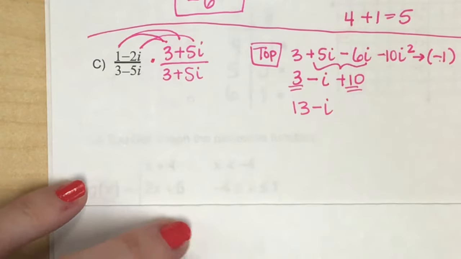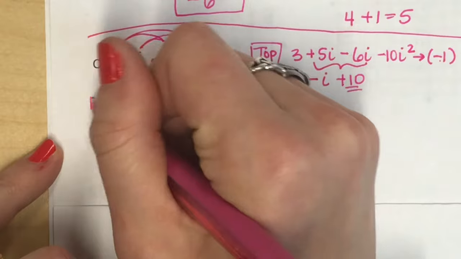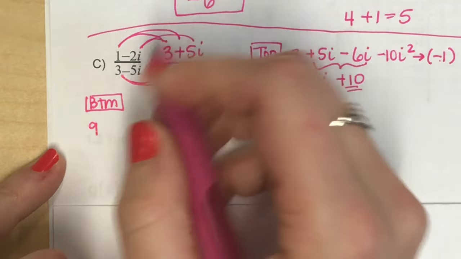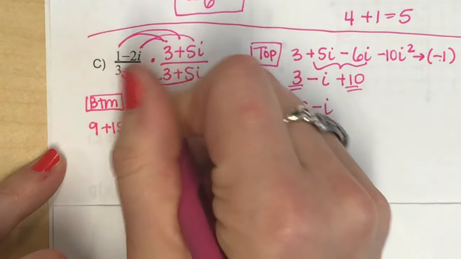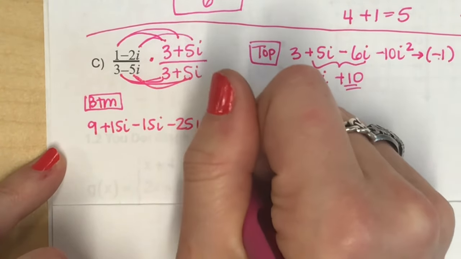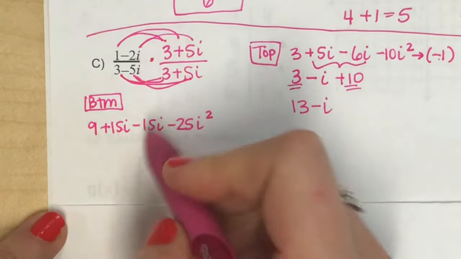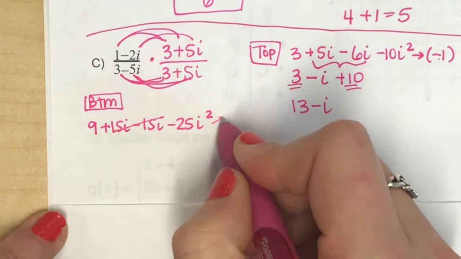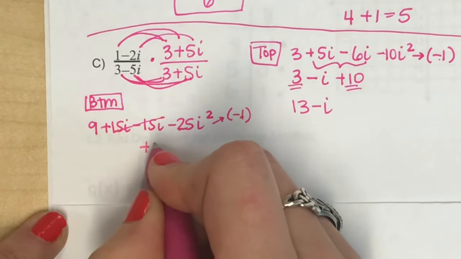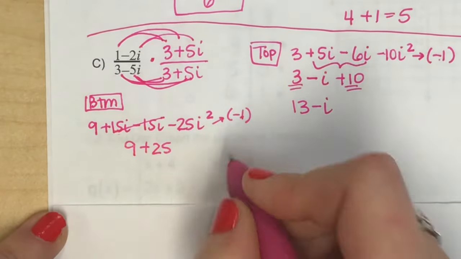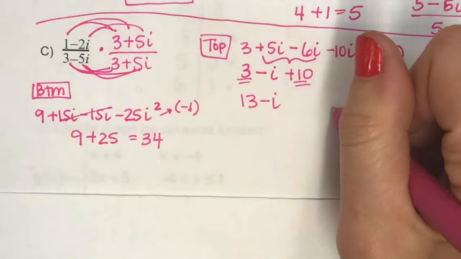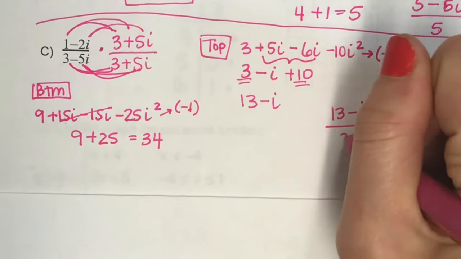Now let's do the bottom. So first, outside, inside, and last. Okay, my center numbers are going to cancel each other out. i squared is a negative 1. Negative 25 times a negative 1 is a positive 25. And 9 plus 25 is 34. So now my final answer is 13 minus i over 34.